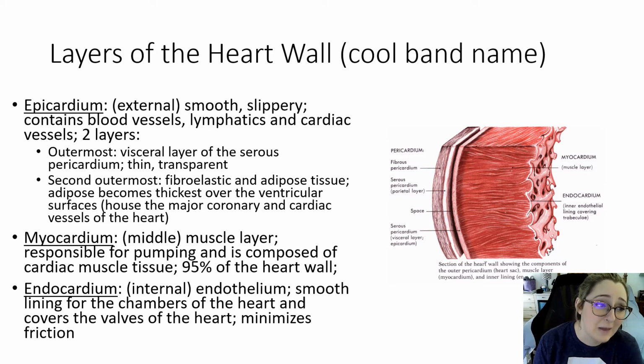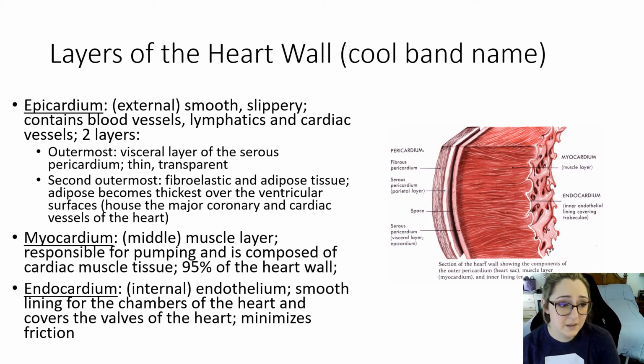We have the epicardium, which is going to be the most external layer. Do know that it is smooth, slippery, and contains blood vessels supplying the heart with blood. It is made up of two layers, and just know that one of those layers is the pericardium, and the second layer is going to be fibroelastic and adipose tissue, so fat tissue.